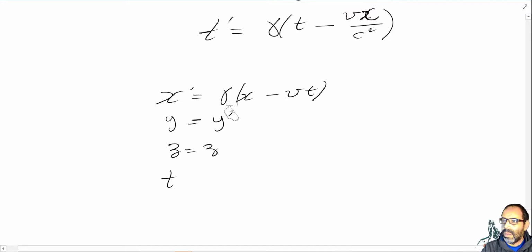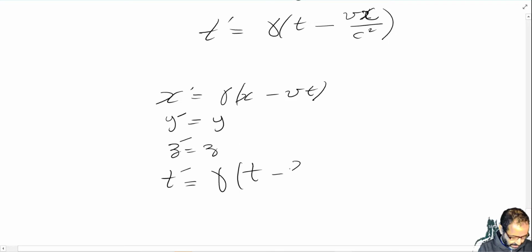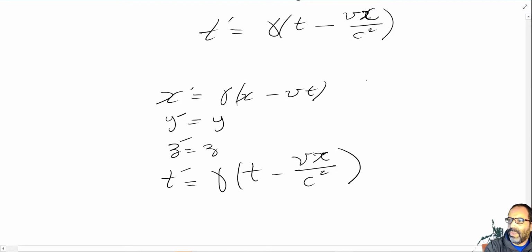And let's delete that. In other words, going from one frame to the other, we want to be consistent, that's all. So this will become x prime, this will become y prime, and this will become z prime. And then we have t prime, per that last equation, is gamma times t minus v x over c squared. And that is basically the expression that we have found going from the coordinates x, y, z, and t to x prime, y prime, z prime, and t prime.